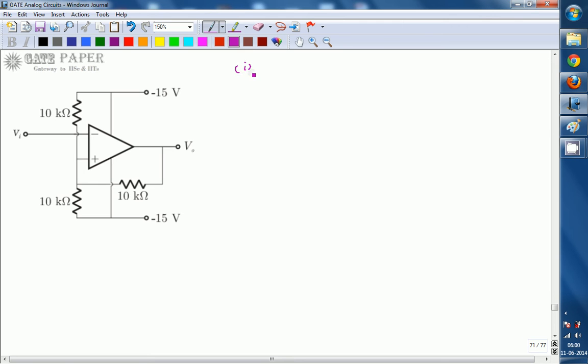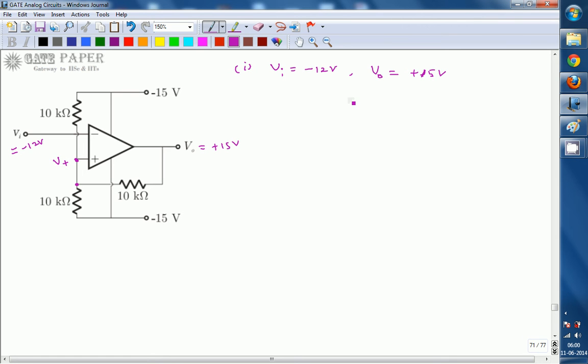The first case is whenever Vi is at minus 12 volts, it is given that the output is going to be at plus 15 volts. By that time, what is the non-inverting terminal voltage? So whenever Vi is minus 12 volts, the output is at plus 15 volts. What will be the voltage at this point? This point is the voltage at the non-inverting terminal, which we can call V plus.